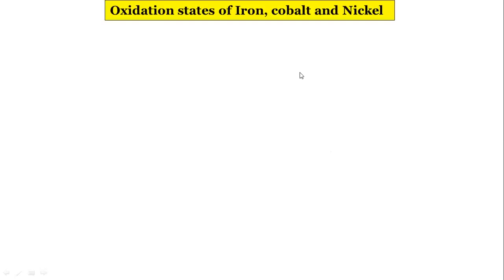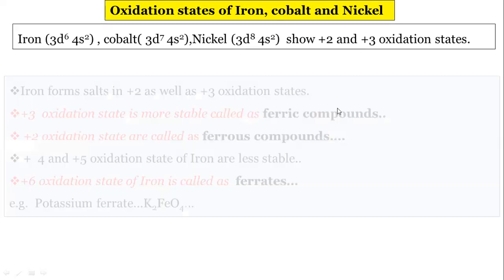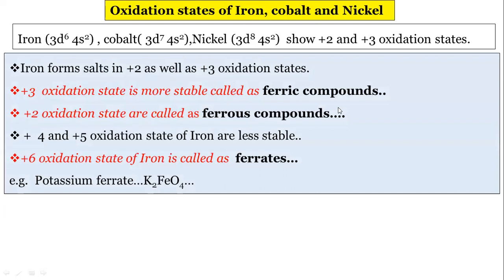Then I'm coming to the oxidation states of iron, cobalt, and nickel. Generally, iron shows the +3 and +2 oxidation states. So I am first coming to iron. The outermost electronic configuration of iron is 4s2, 3d6, cobalt is 3d7, nickel is 3d8, and copper is 3d10, and zinc is 3d10 also. But in copper, atomic number 29, it shows exceptional behavior: 4s1 3d10, and zinc has 4s2 3d10. This is the difference between copper and zinc. In the next slide, we will discuss the oxidation states of copper and zinc.